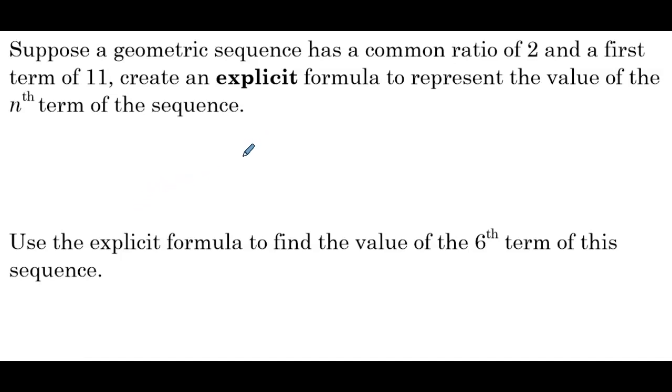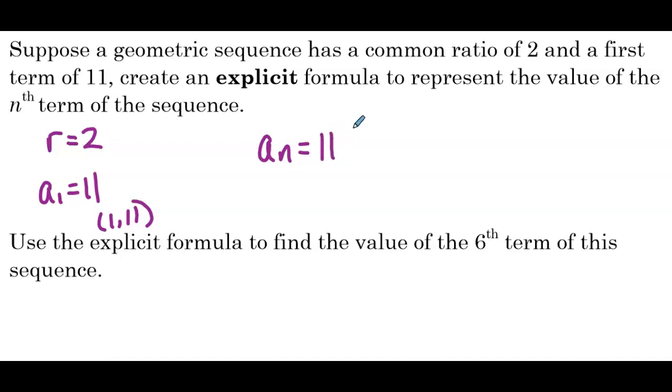Suppose a geometric sequence has a common ratio of 2 and a first term of 11. Create an explicit formula to represent the value of the nth term of the sequence. Writing it out mathematically, common ratio of 2, that's r equals 2. The first term of 11, so a sub 1 equals 11. We could write this as the point 1 comma 11. It's not as helpful here as it was when we were writing arithmetic sequences out. So now our explicit formula is going to be that exponential formula, a sub n equals a sub 1, the first term, which is 11.